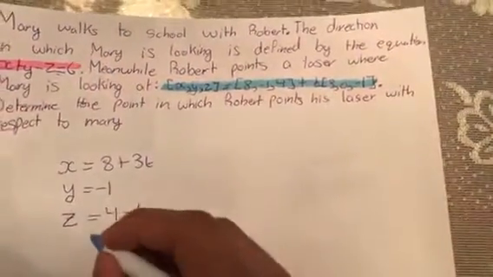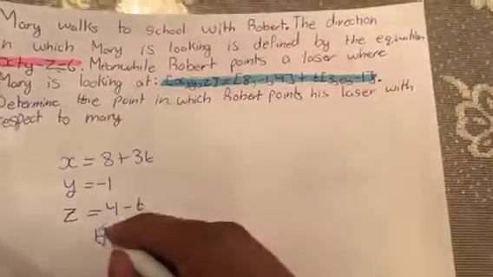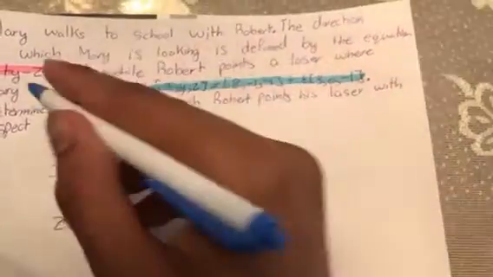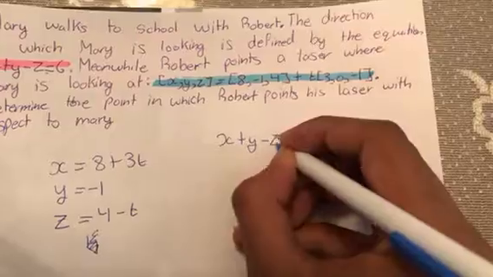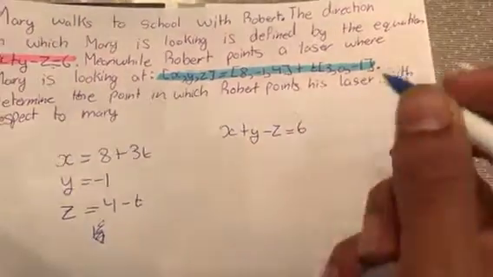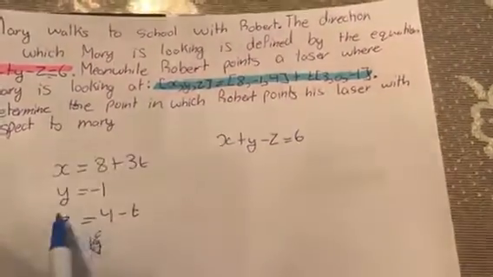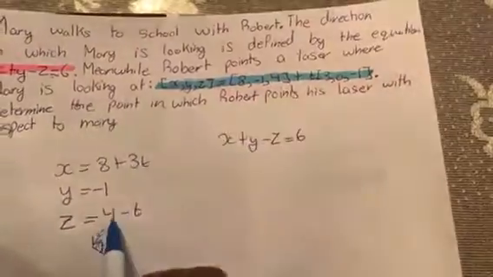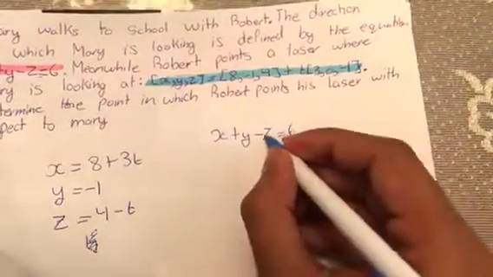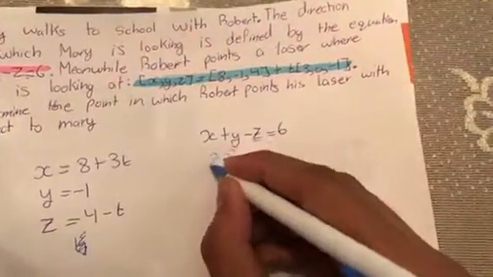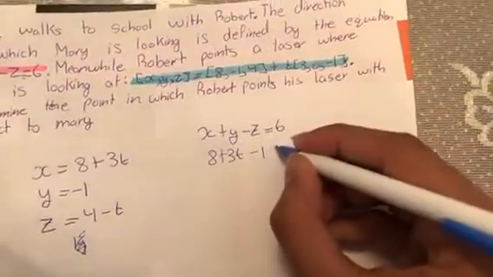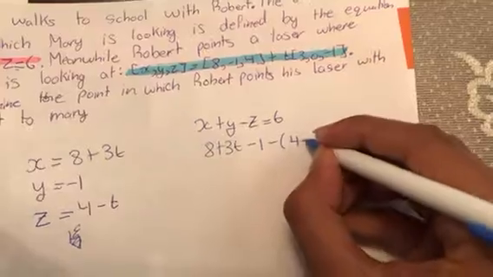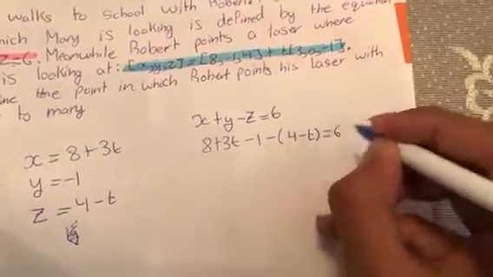Now we have our parametric equation, and what we'll do now is substitute these values into this equation. So I'll write the equation first on top, equals 6. x would sub in for that, y would sub in for this, and z would sub in there. So we'll get 8 plus 3t minus 1 minus bracket 4 minus t, equals 6.